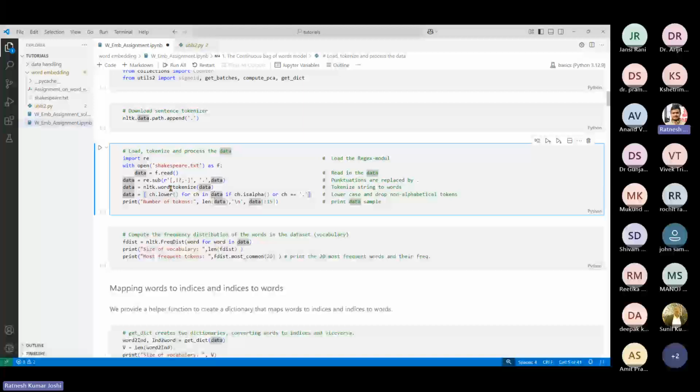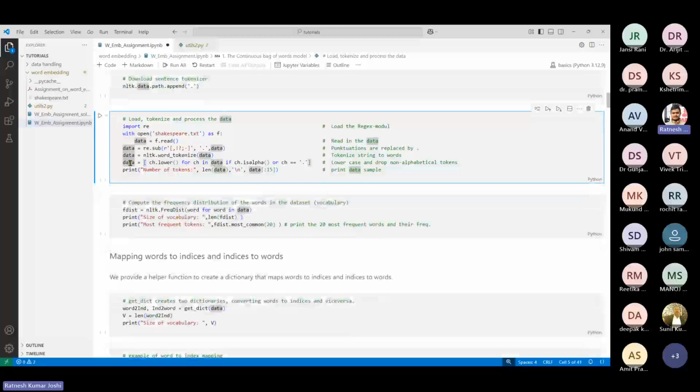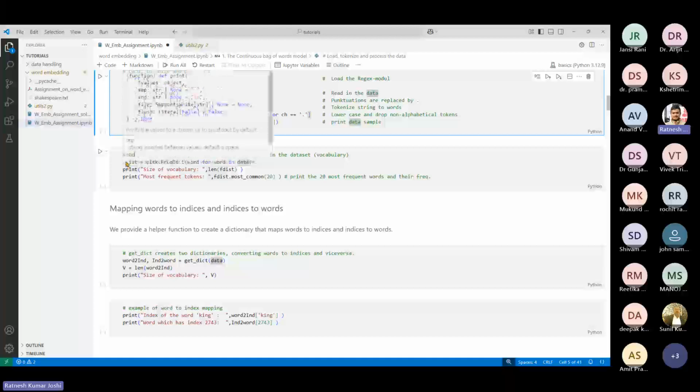We apply some regular expressions to remove punctuation, or replace all the punctuation with full stops. Then we tokenize the text, whichever tokenizer we are using. Here we are using the sentence tokenizer. Data is equal to ch.lower, and as mentioned in yesterday's session, the last step of pre-processing is lowercasing all the text. So you remove all the uppercase letters, you tokenize, and you also remove all the punctuation. This is how we are pre-processing our text.